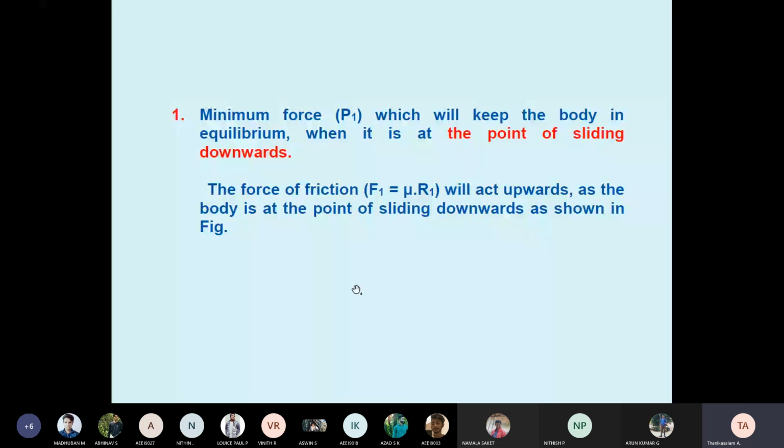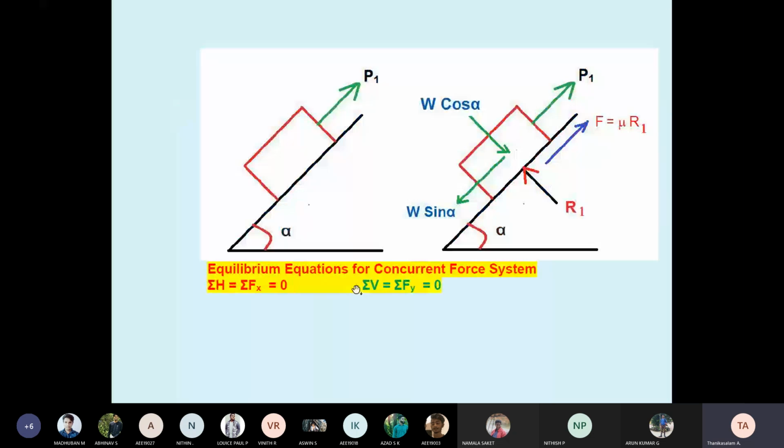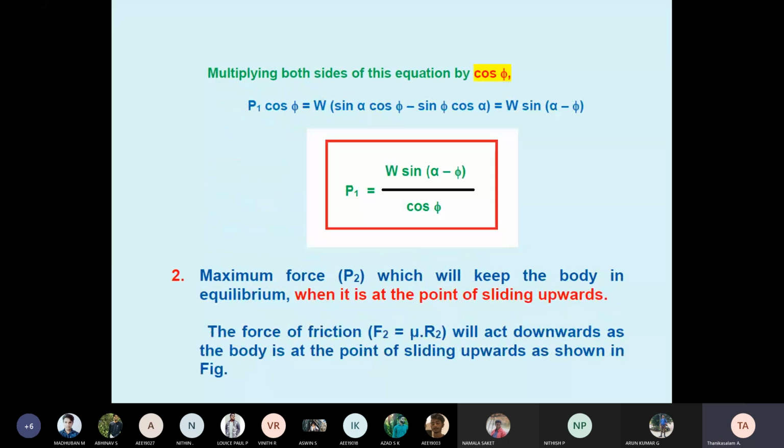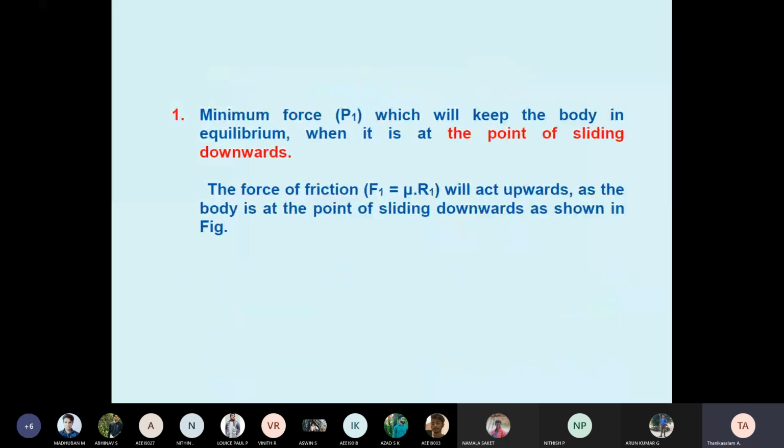For this type of condition, we apply summation Fx = 0 and summation Fy = 0. So the final answer, you remember this answer: P1 equal to W sin(alpha minus phi) divided by cos phi. Under what condition do you use this formula? For this condition only, students: the minimum force which will keep the body in equilibrium when it is at the point of sliding downwards.